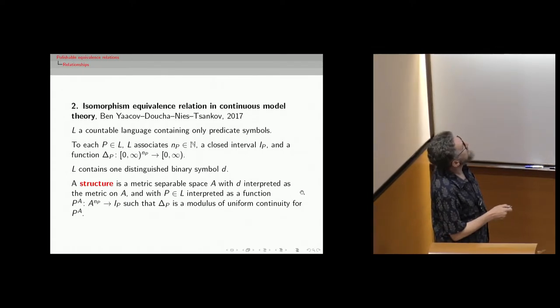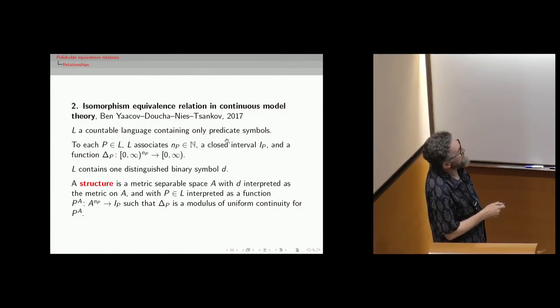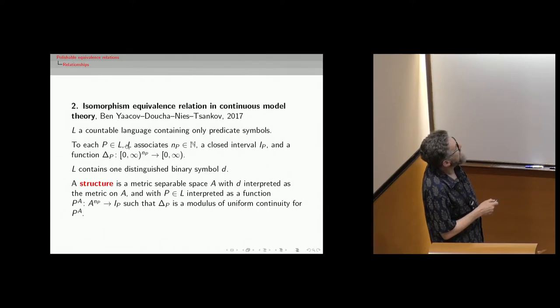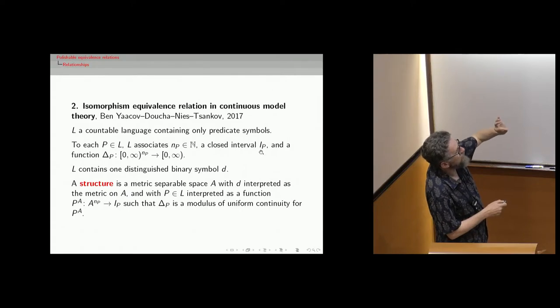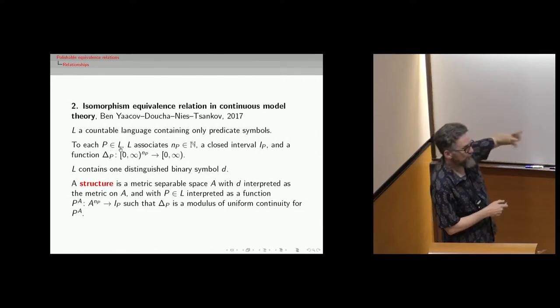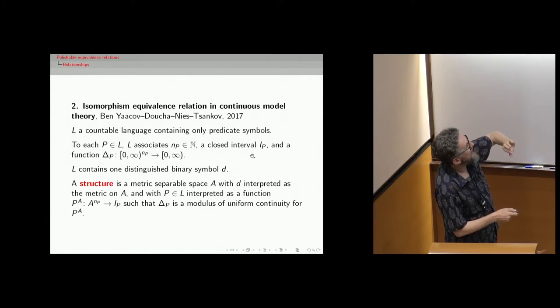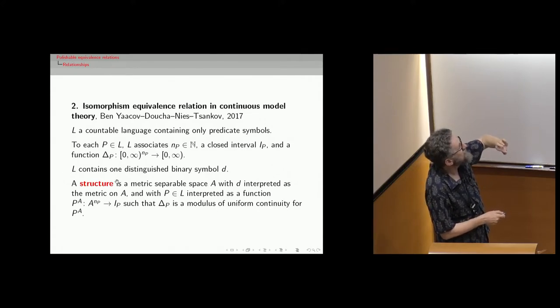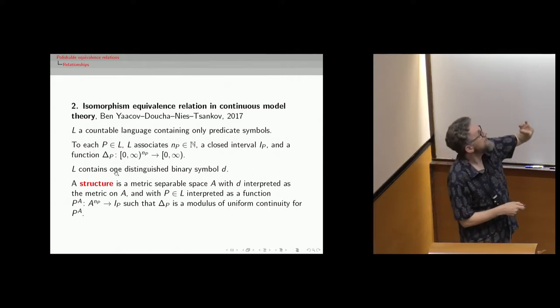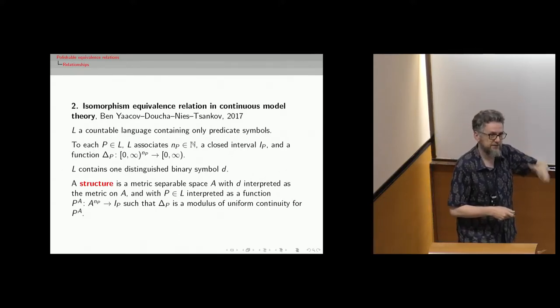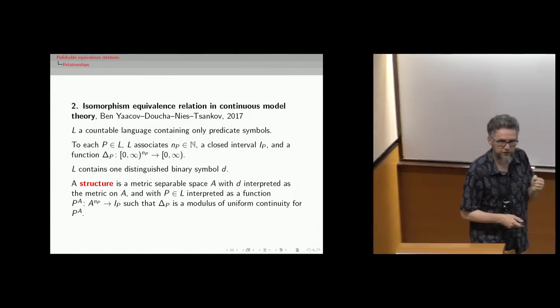So what we have here, let me just very quickly go over it: you have a countable language. One can assume it's only predicates. For every element in L, one associates its arity, one associates a closed interval of the real line, and one associates a function. So this P will be interpreted as a function from the structure to the real line that will take values only in I_P, and it will be uniformly continuous in the way this delta P tells it. So delta P is the modulus of uniform continuity of P.